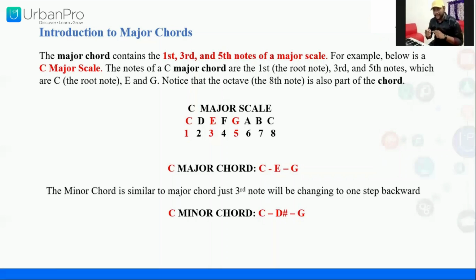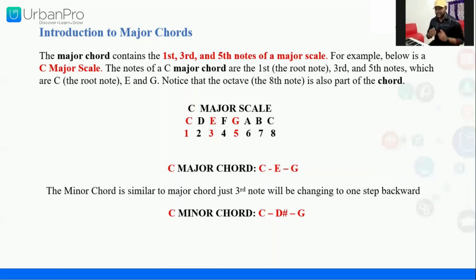So what is the backside number of E on the keyboard? So it will be D, D sharp, E. So the one step back means it will be D sharp. So C, D sharp, G will be C minor. I'm playing with my two hands. C, D sharp, G. This is called C minor. So this is C minor.